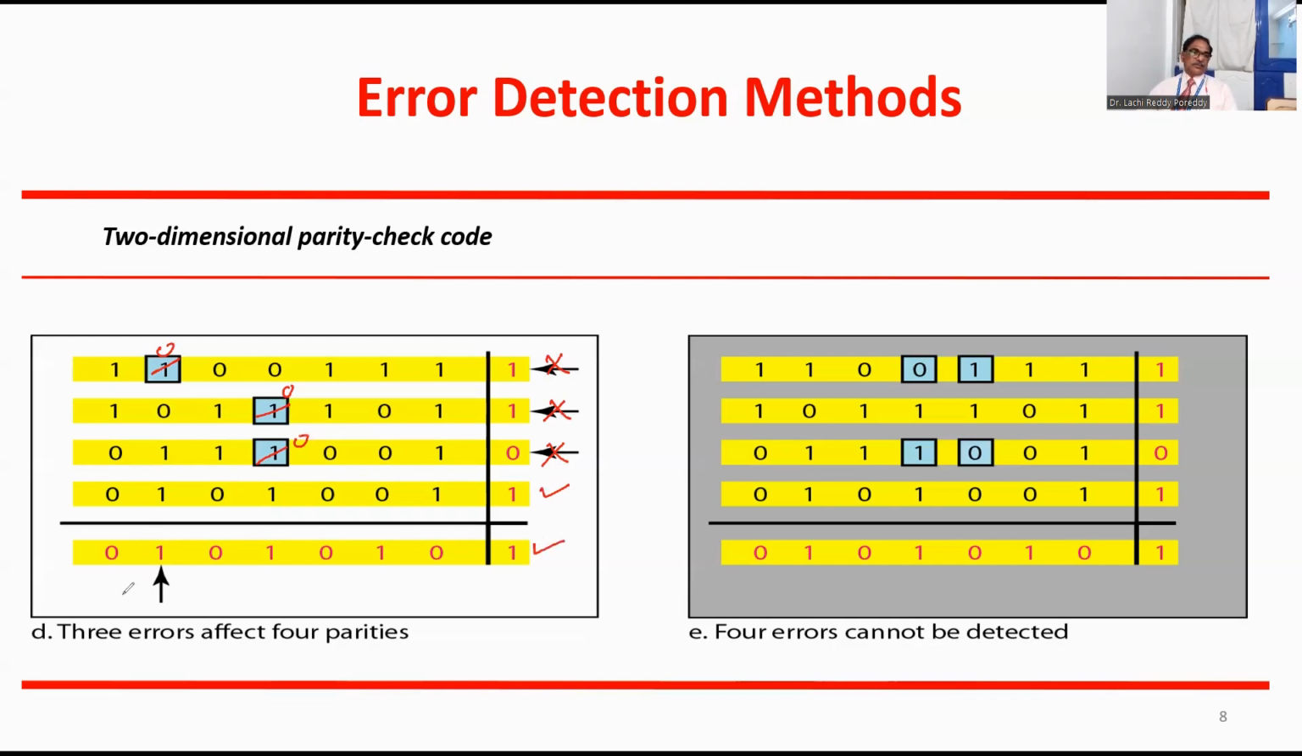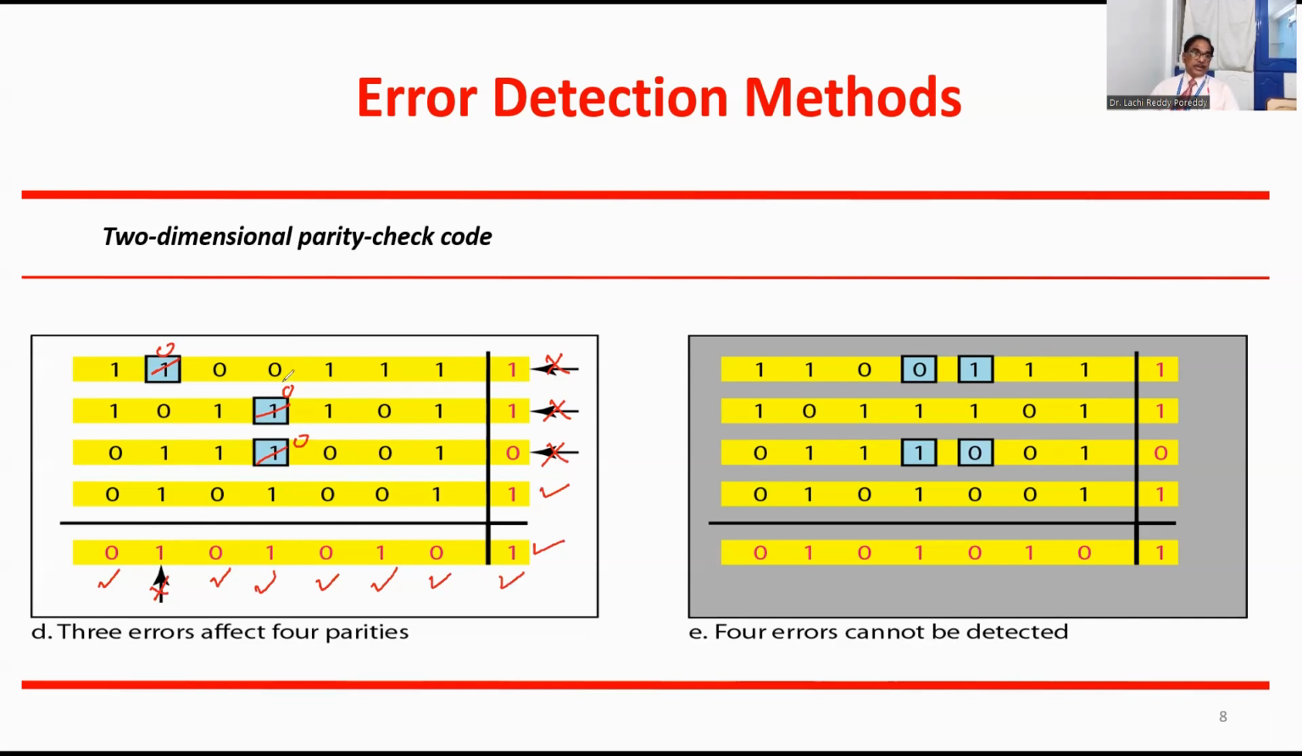Column wise, first column, okay. The second column, odd, there is something wrong. Third column, even, no error. Fourth column, even, no error. Fifth column, even, no error. Sixth column, even, no error. Seventh column, even, no error. Eighth column, even, no error. So what it is indicating is 3 rows are having errors and one column is having an error.